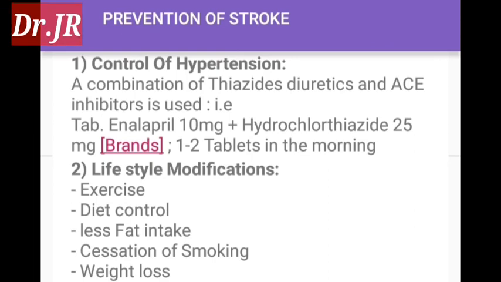Prevention of stroke, control of hypertension. A combination of thiazide diuretics and ACE inhibitors are used. Tablet enalapril 10 mg plus hydrochlorothiazide 25 mg, 1 to 2 tablets in the morning. Lifestyle modifications: exercise, diet control, less fat intake, cessation of smoking, weight loss.